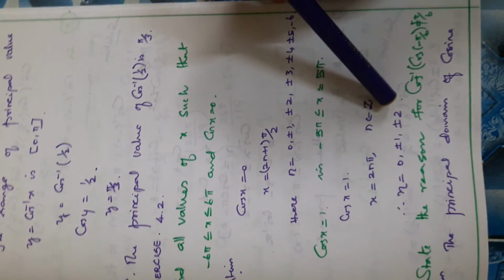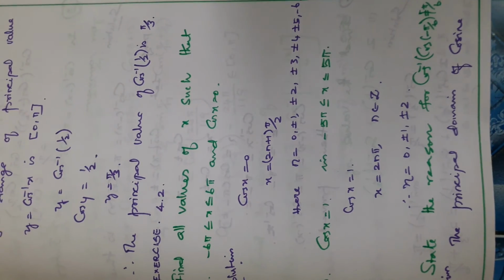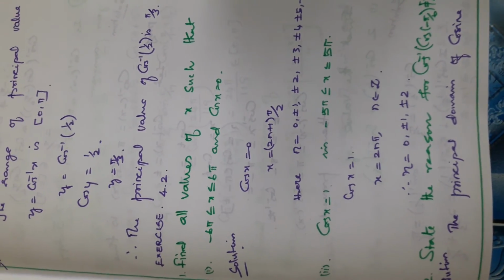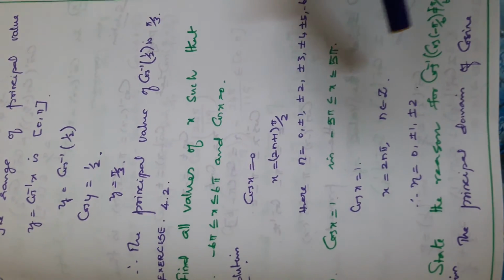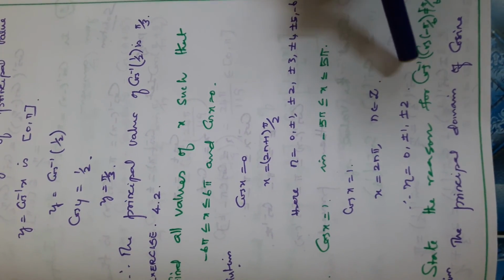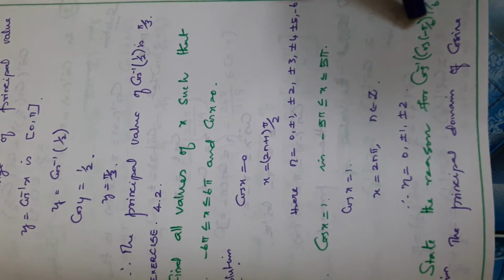Like that, state the reason for cos inverse of cos of minus pi by 6 is not equal to pi by 6. So we know that cos is an even function, right? Cos is an even function means we can cancel the minus. So what will happen here? Your cos inverse of cos pi by 6. So it will be plus pi by 6.